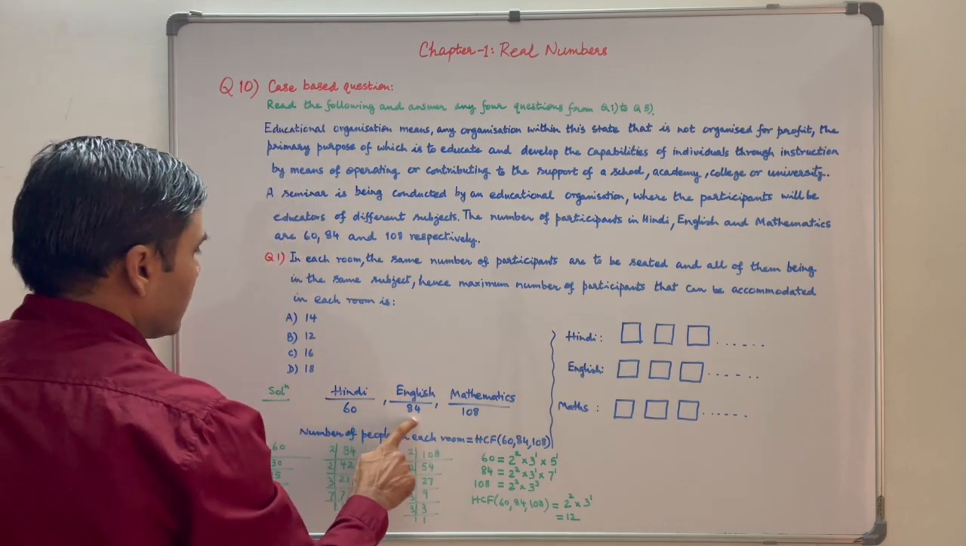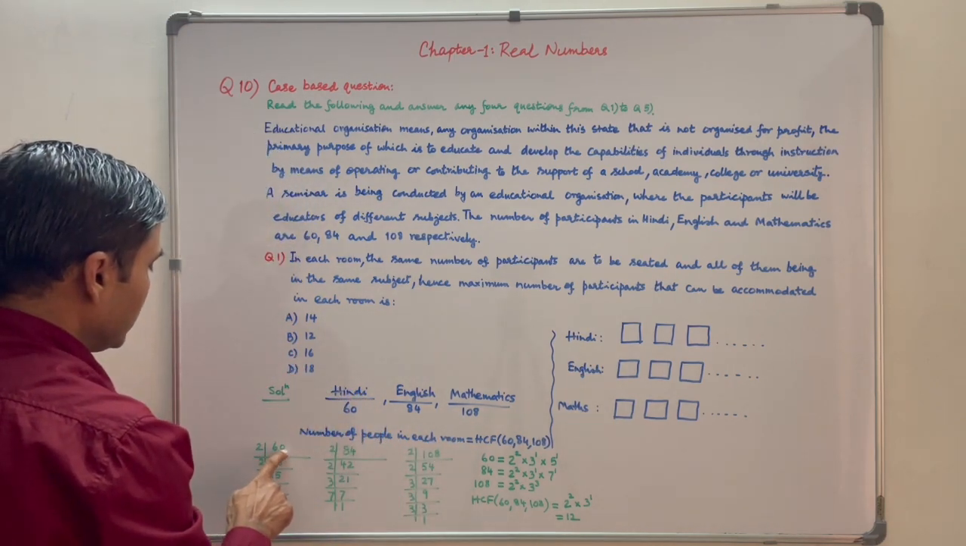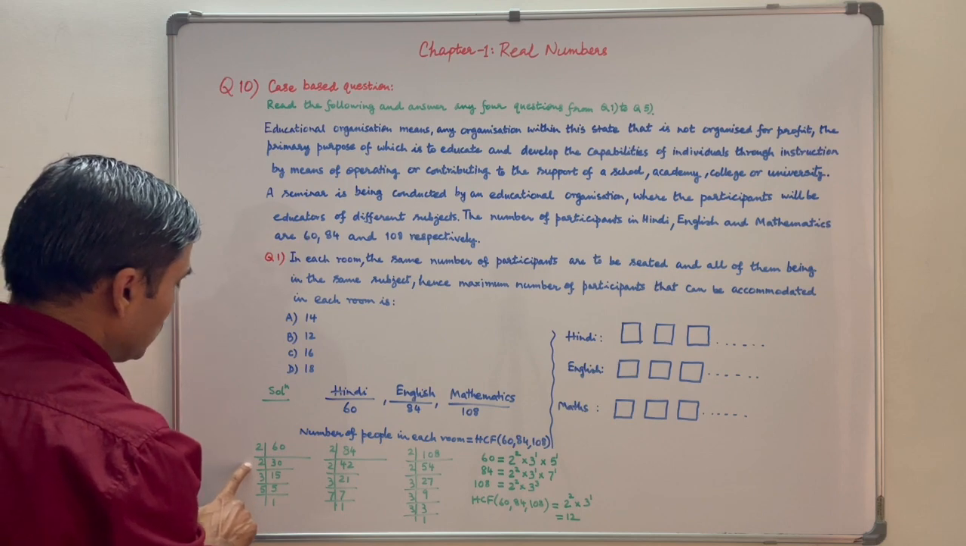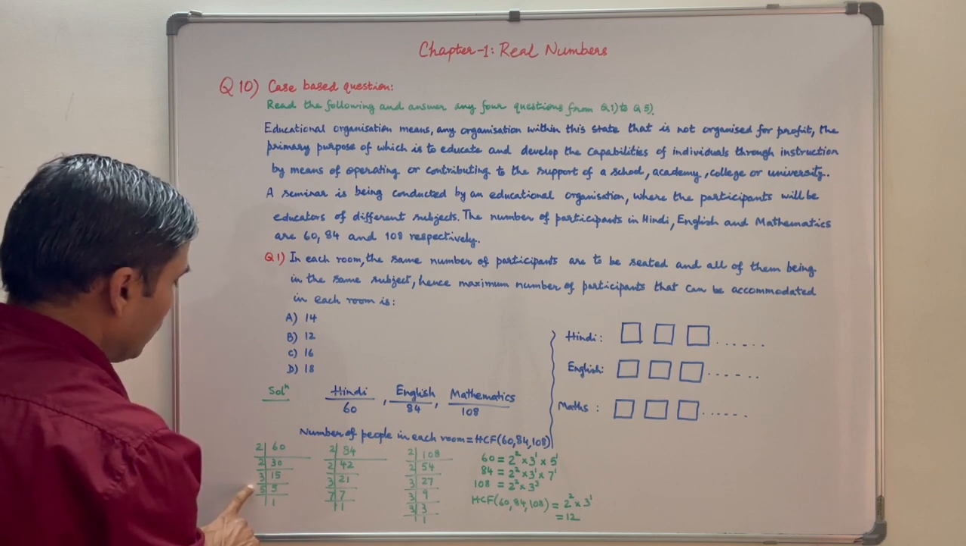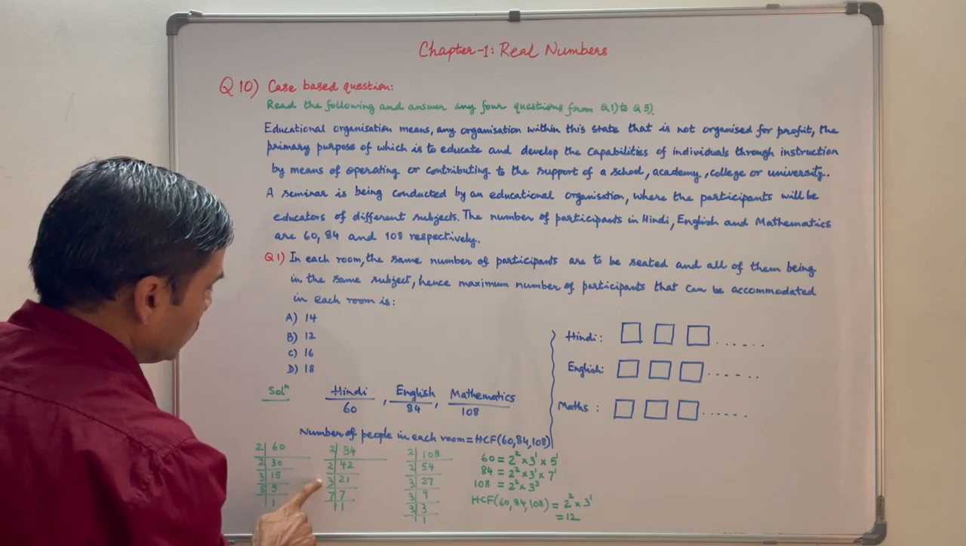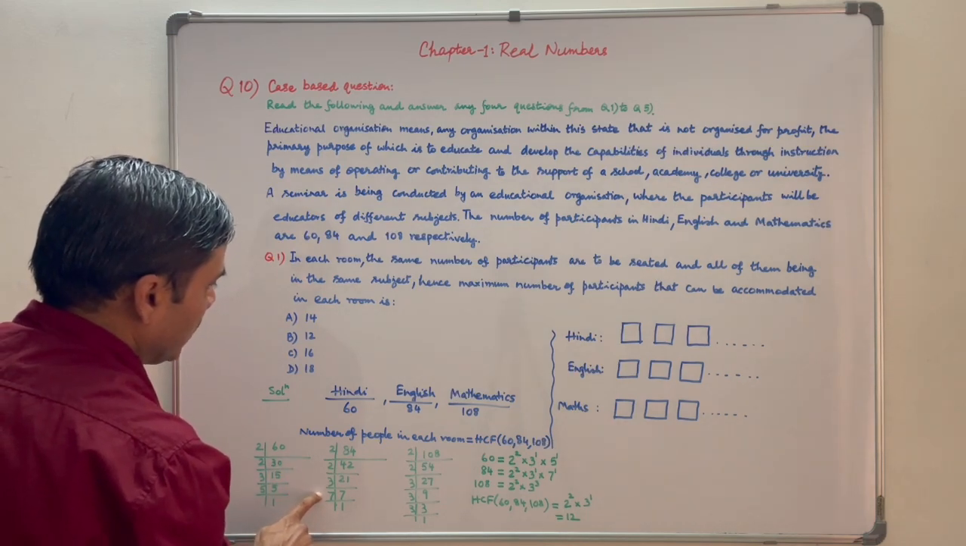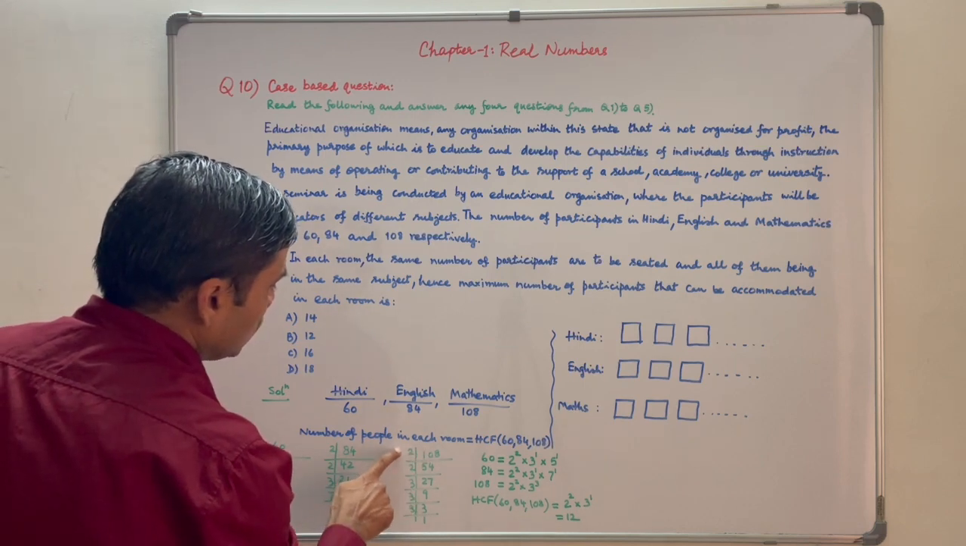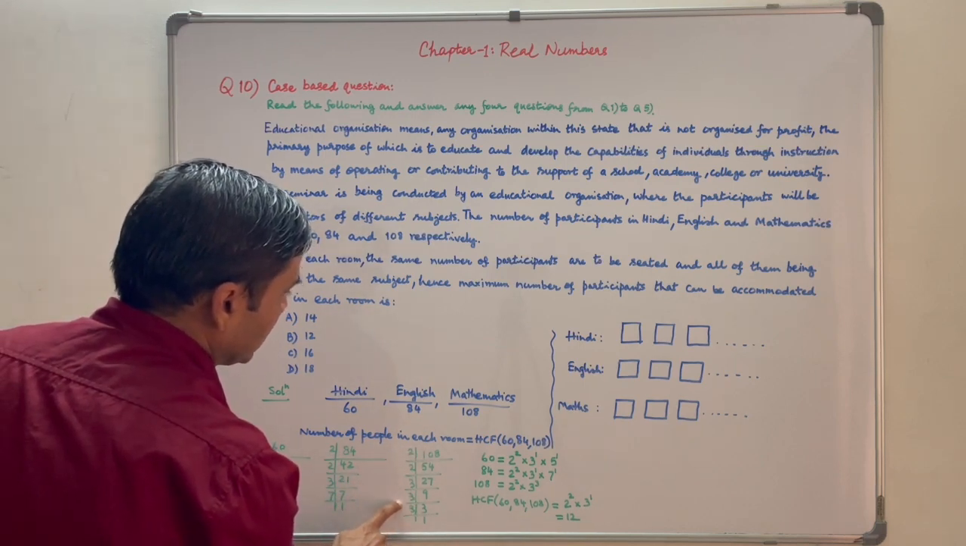So start factorizing these numbers. So 60 can be written as 2 to power 2 into 3 to power 1 into 5 to power 1. 84 can be written as 2 to power 2 into 3 to power 1 into 7 to power 1. 108 can be written as 2 to power 2 into 3 to power 3.